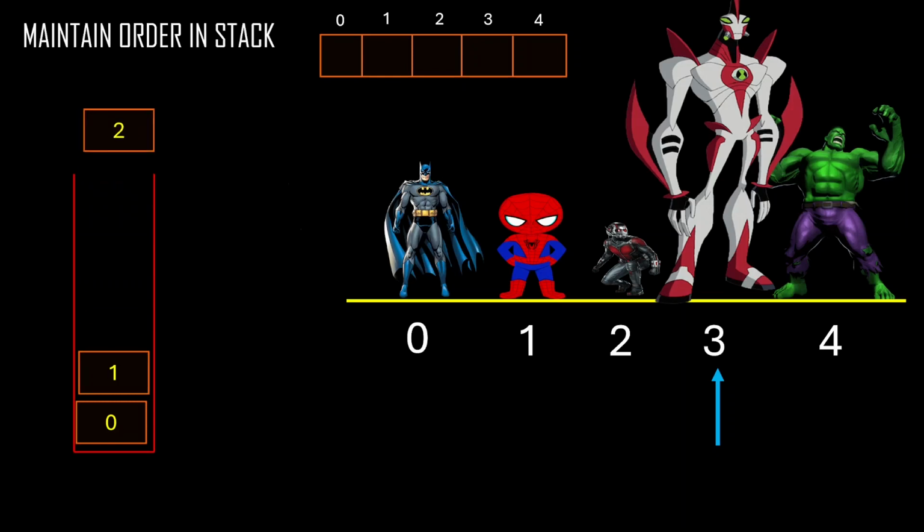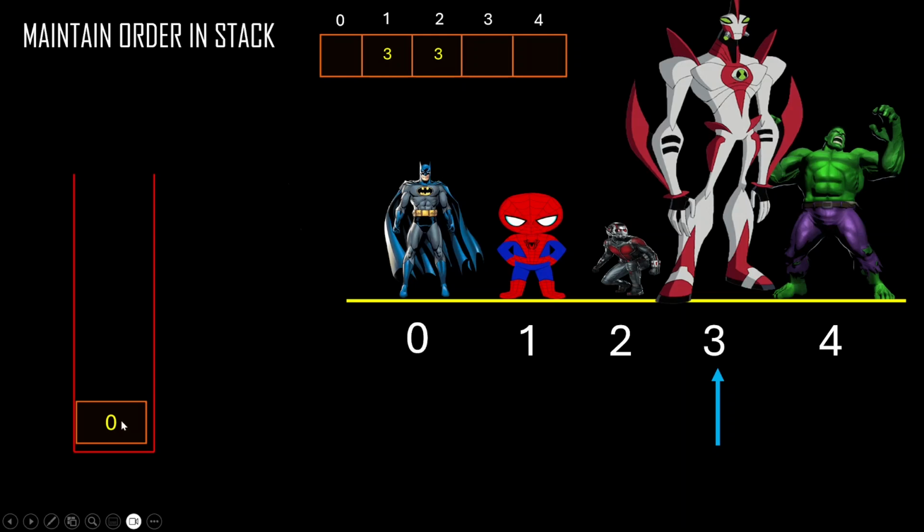So let's just move forward. We are popping Ant-Man and storing the information here. So at Ant-Man's index, the next highest person is Way Big. So we are storing Way Big's index. Again, we need to compare the top of the stack, which is index 1, who is Spider-Man, and Way Big. Right now, Way Big is higher than Spider-Man. So we need to pop Spider-Man and store the index of Way Big in the output array corresponding to Spider-Man. So we are going to do that. So we have popped it and stored the index here.